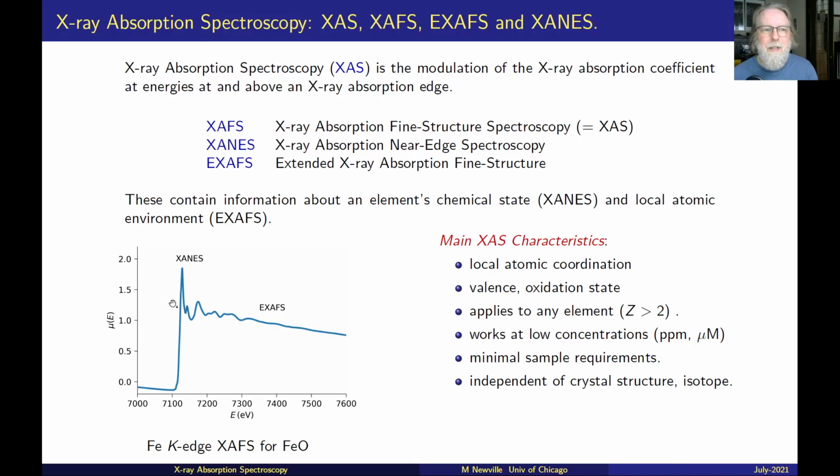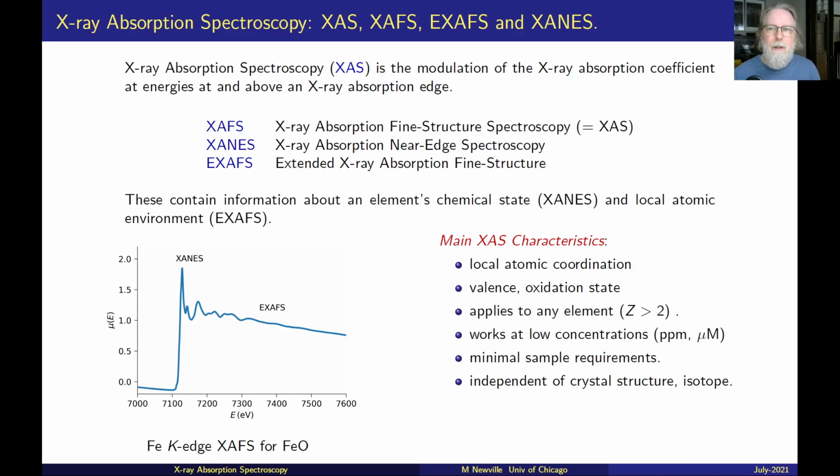Okay, in an earlier video, I described X-ray absorption in some detail, and I've mentioned some of these properties, but let me just go over this to start with. X-ray absorption spectroscopy goes by several names: XAS, XAFS, EXAFS or extended XAFS, and XANES. X-ray absorption spectroscopy is the modulation of the X-ray absorption coefficient at energies just at and above the X-ray absorption edge of an atom.